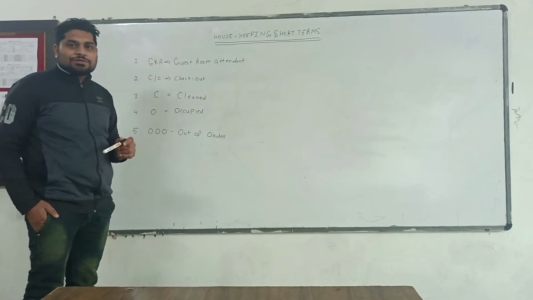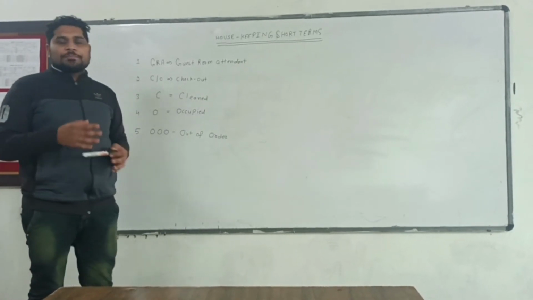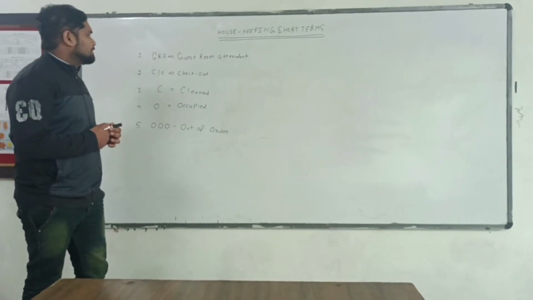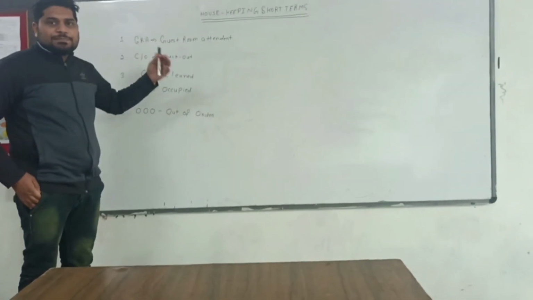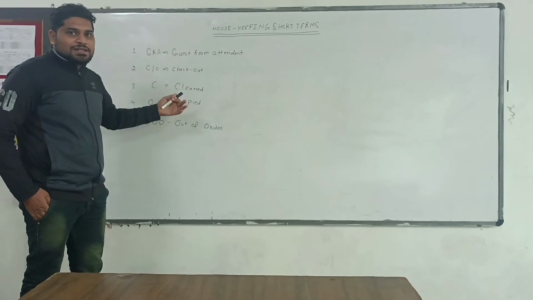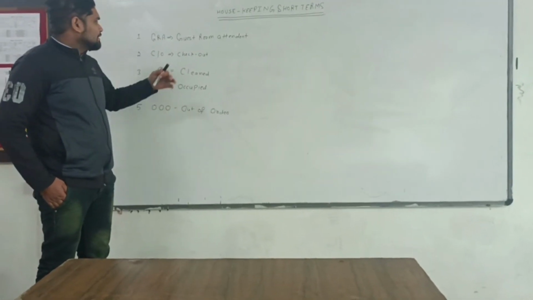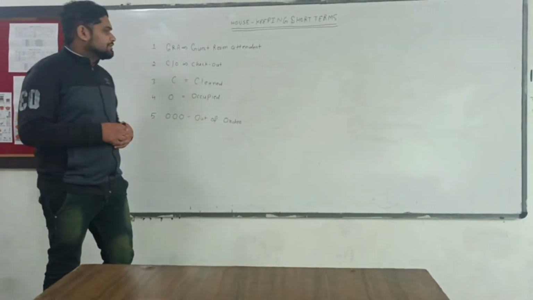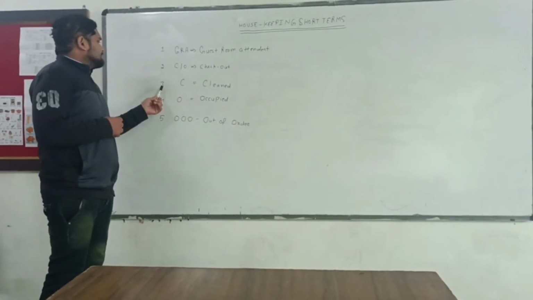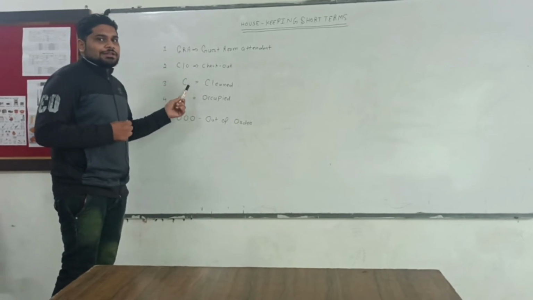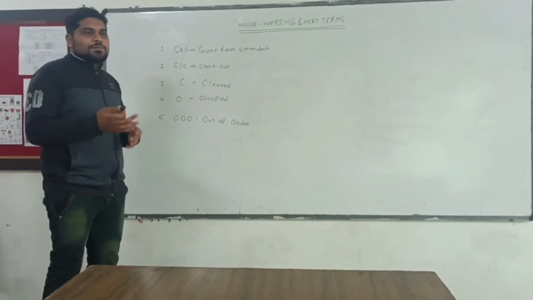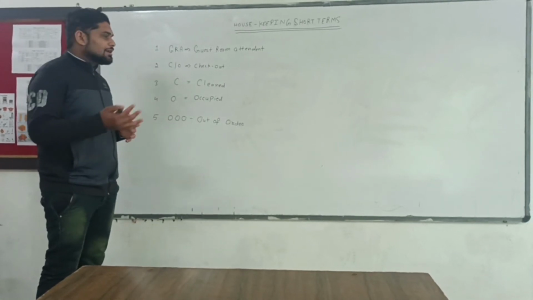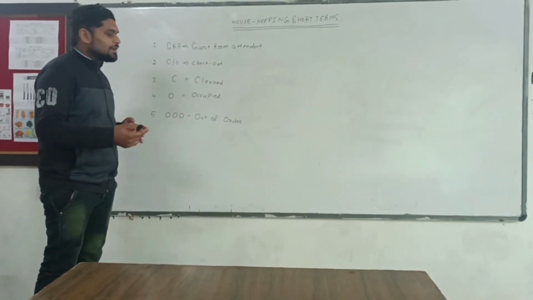CO stands for checkout. Checkout means when a guest departs from a hotel, he settles his bills and pays them at the front office counter and then leaves the hotel. We call it checkout. C stands for clean. Clean means a room is very well maintained and well cleaned, and it is ready to sell.